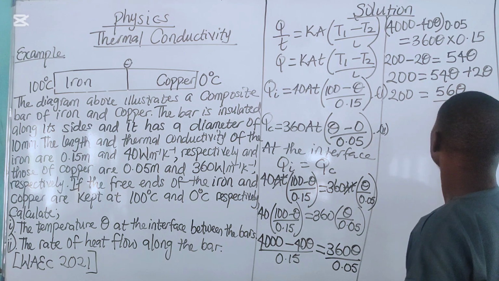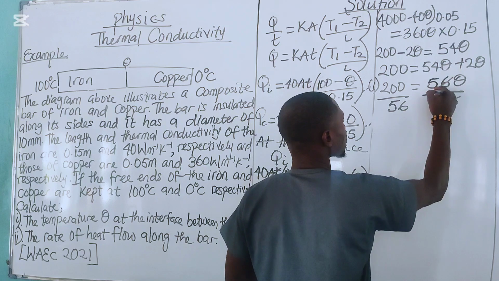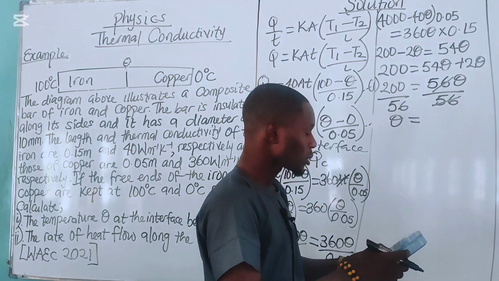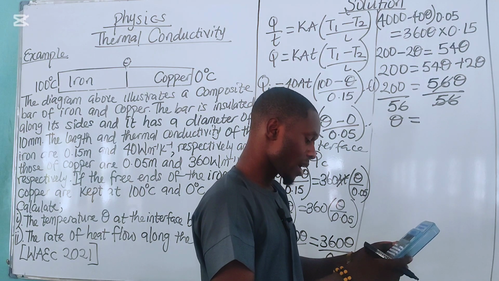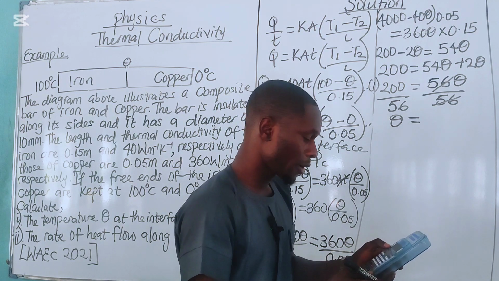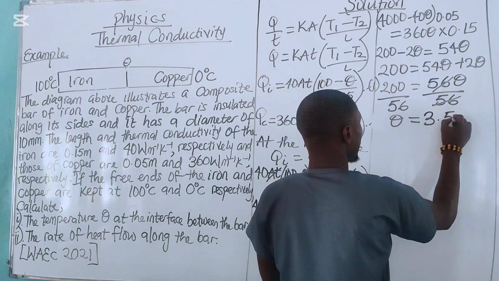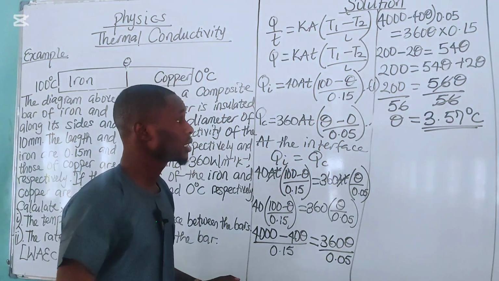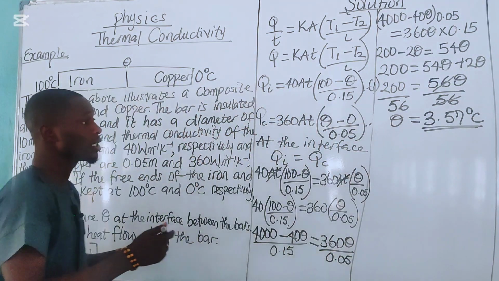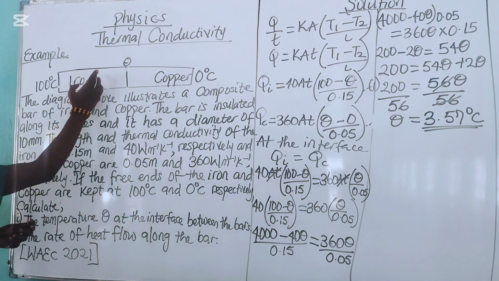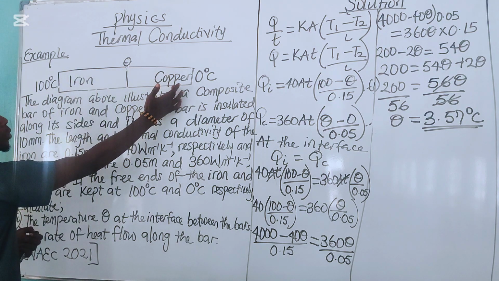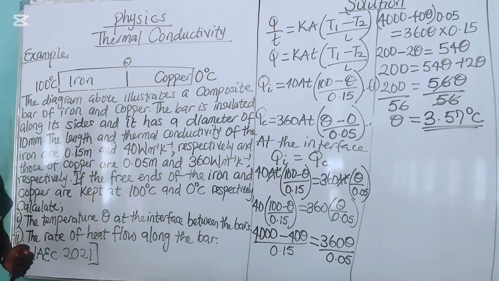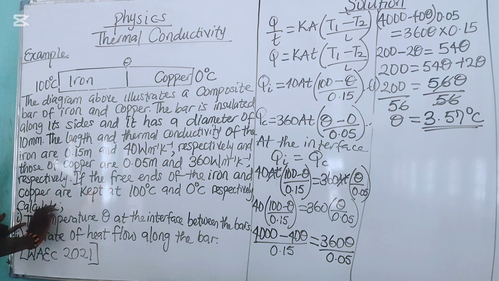I'll divide both sides by 56, so theta now becomes 200 divided by 56. I'll use my calculator to obtain that: 200 divided by 56 is 3.57 degrees Celsius. This gives us the temperature theta at the interface between the two metals, between the iron and the copper. That means the temperature at this boundary between the two of them is 3.57 degrees Celsius. So that is the first part of the question.